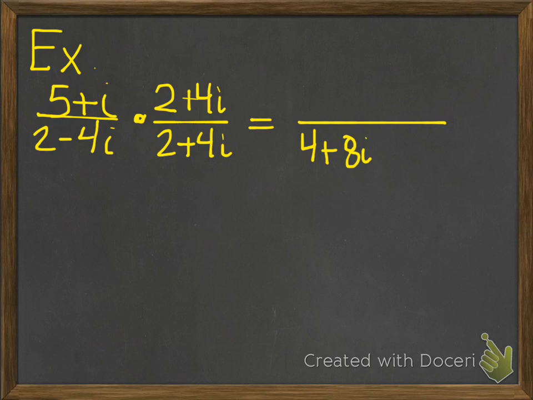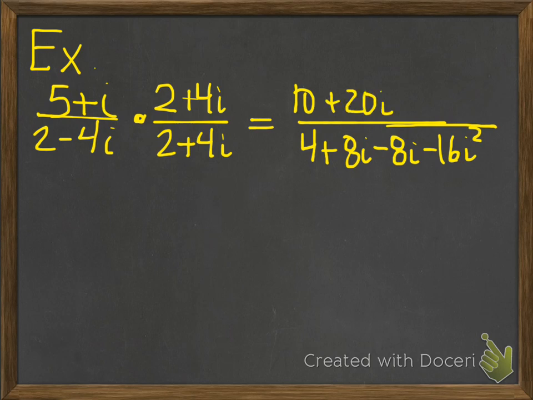So I said 2 times 2 is 4. 2 times a positive 4i is 8i. 2 times a negative 4i is negative 8i. And negative 4 times 4 is negative 16, i times i is i squared. Then I'm going to do the same thing on top. I'm going to distribute. 5 times 2 is 10. 5 times 4 is 20i. i times 2 is 2i. And then i times 4i is 4i squared.